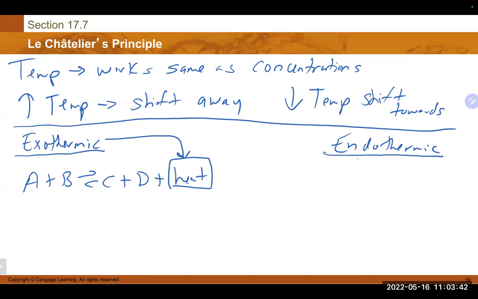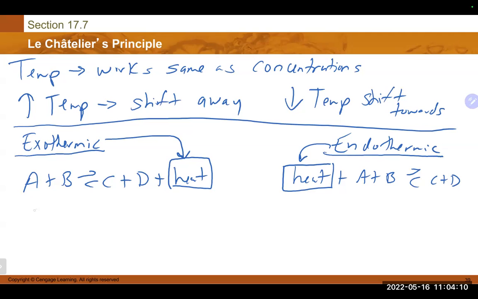Endothermic is the opposite, where heat is being absorbed, so we think of heat as a reactant in this case. It would be the opposite effect. If the temperature is increased in an endothermic reaction, we would expect it to shift away and head towards the product side. If it is decreased in an endothermic reaction, it should come towards the reactant side.